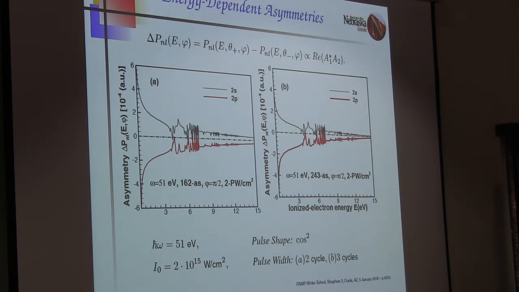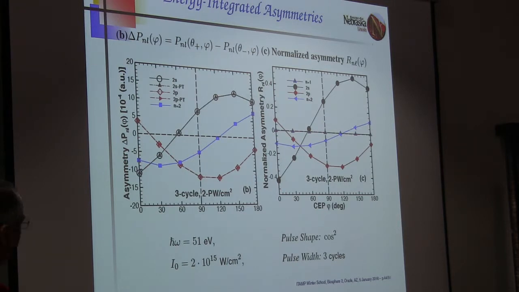And this shows the difference. You see almost mirror images of each other between 2s and 2p in the difference, and they flip sign. And this is the energy integrated results for producing 2s or 2p and fitting to our perturbation theory formula. You see the fit gives a perfect fit. And these energy integrated asymmetries for producing 2s state or producing 2p state are very different from one another.